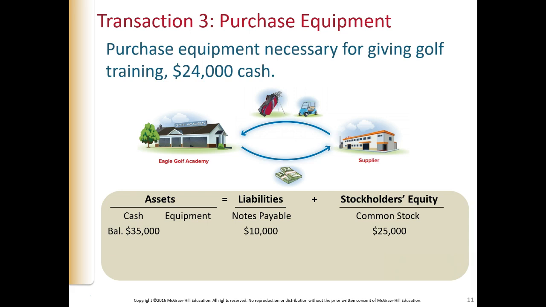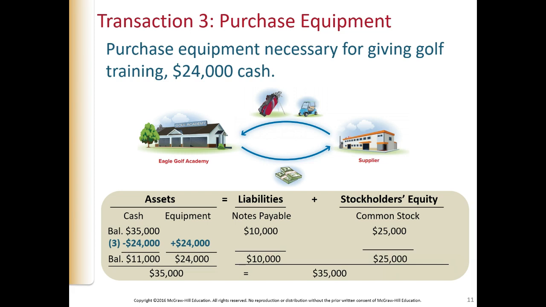In transaction 3, we used $24,000 cash to buy equipment. We're going to lower cash with this transaction and also increase another asset, equipment. Both of these are assets. You can see nothing on the right side of the equation is entered because liabilities are not affected, nor are any stockholders' equity accounts. But the equation still balances because we have a negative 24 on the left side as well as a positive 24, so that nets out to 0. So everything stays in balance.